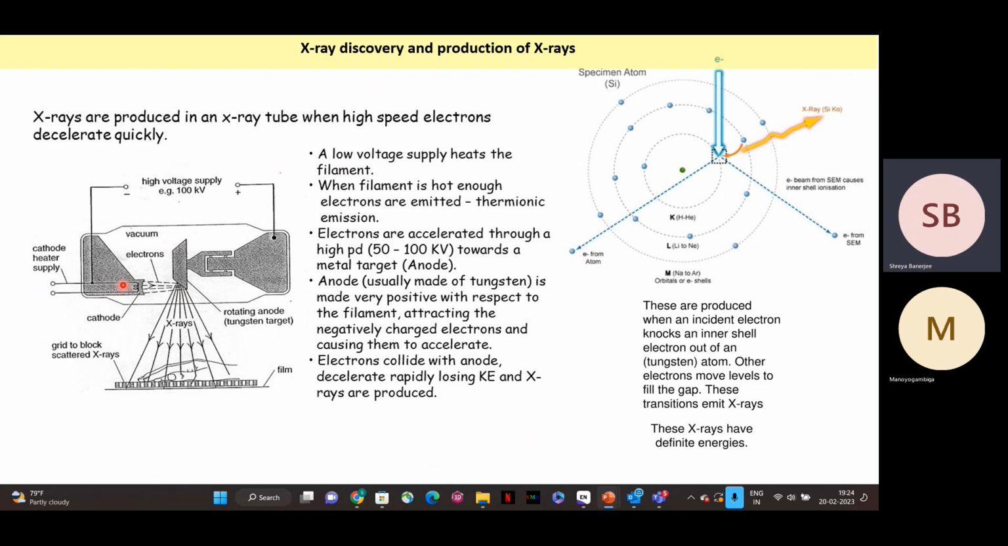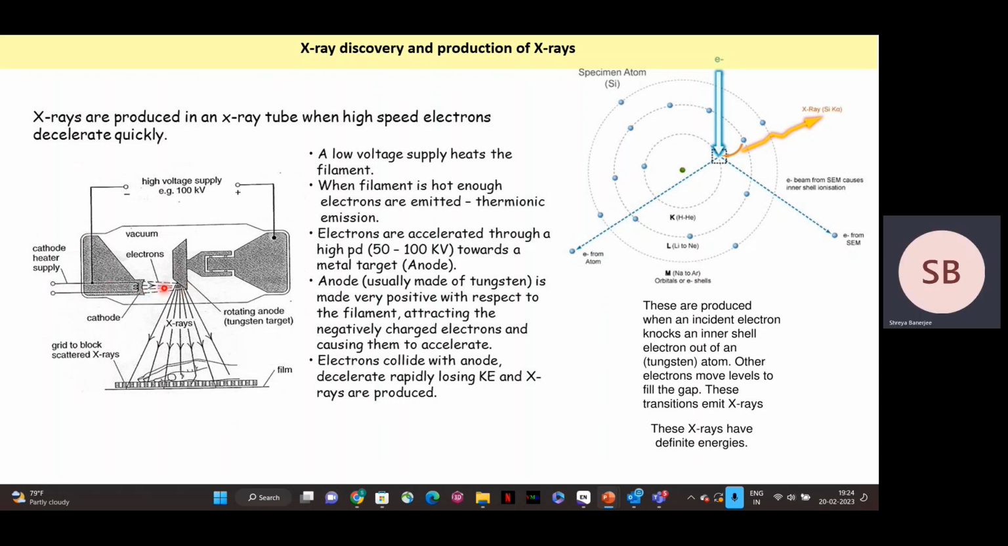The electrons then collide with the anode and rapidly lose their acceleration, and thus kinetic energy is lost. And this kinetic energy that is lost is observed in the form of X-rays. So basically, X-rays are formed by accelerating electrons hitting a metal target and losing the kinetic energy, which is released in the form of X-rays.